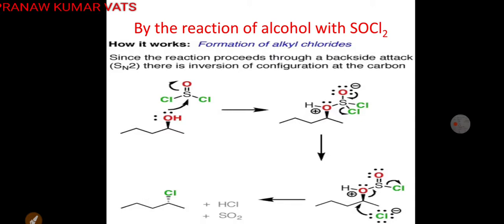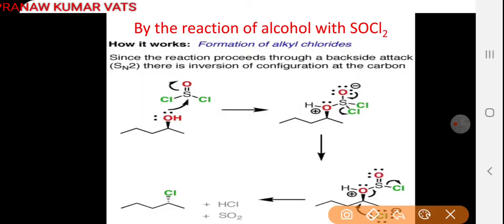In this reaction mechanism, you can see here this oxygen of OH. In OH, oxygen is donating its electron pair to the vacant d orbital of the sulfur atom, and it results in formation of positive charge over the oxygen atom, and we know that positive charge is highly unstable on the oxygen atom. So this whole molecule will undergo some sort of rearrangement, and due to this rearrangement there will be release of chloride ion.